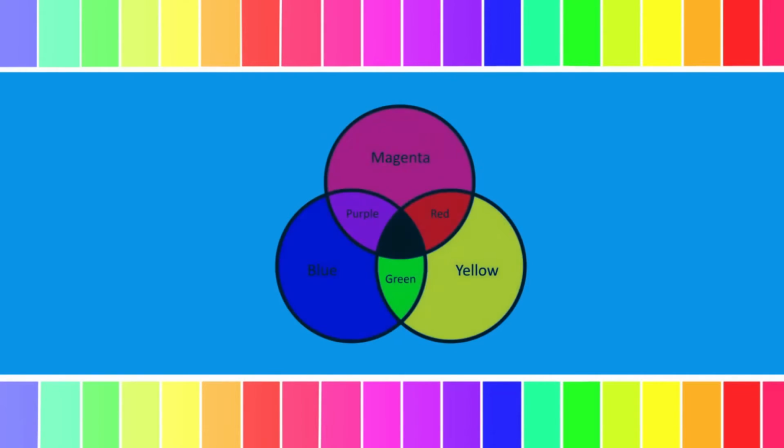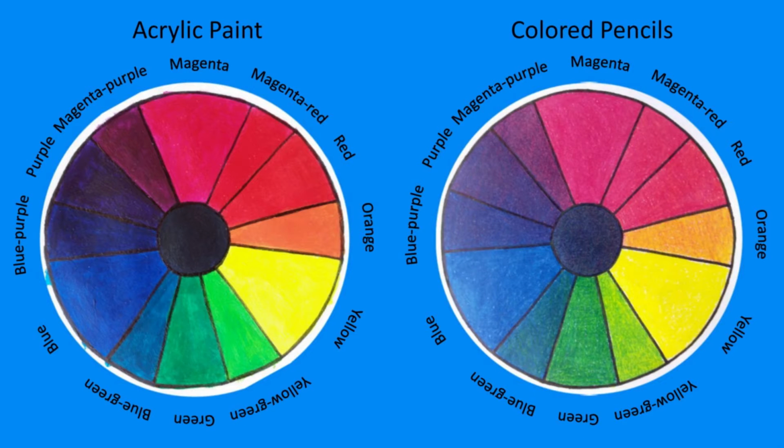So, after all those years of puzzling over what the true primaries are, all those hours of mixing colors and making way too many color wheels, it turns out the true primaries are magenta, blue, and yellow, and the secondary colors are red, green, and purple. Here's some color wheels I made using those primaries.